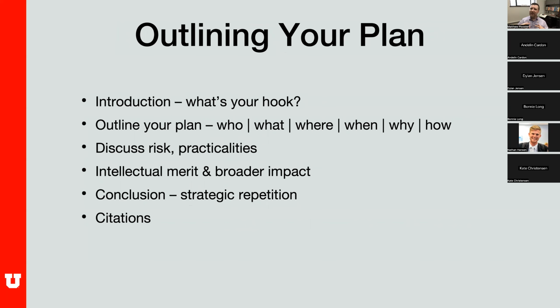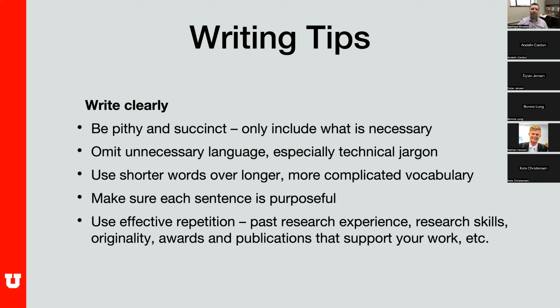Okay, so we've talked about all of these. We've looked at your suggested structure and some hooks. Now you outline your paper. Think about that hook, then outline the plan: the who, what, where, when, why, how. So this is where you then bring in those methodologies, those variables, the resources, skills, equipment, everything. You discuss your risks and practicalities, intellectual merit, broader impact, conclusion, and citations. So start somewhere here as you start conceptualizing what your paper will look like.